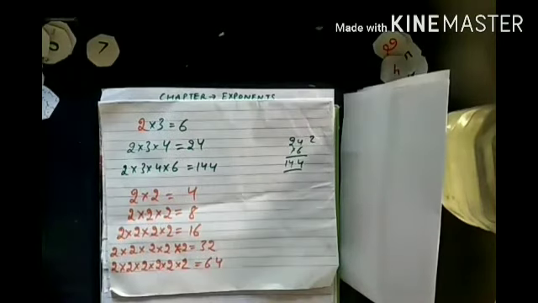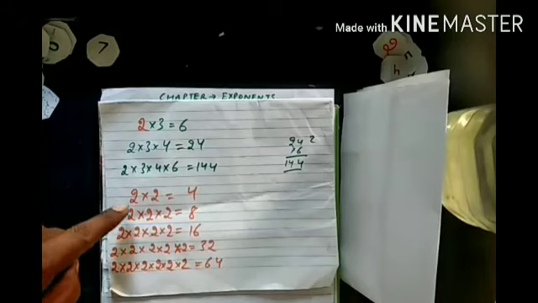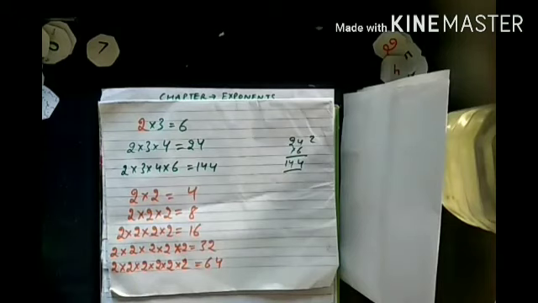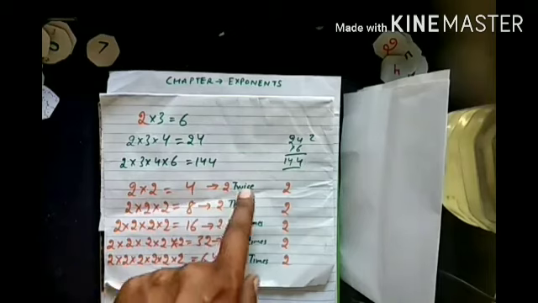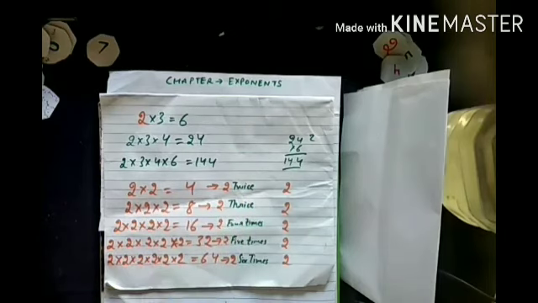Now you have seen that in this pattern we are going to multiply the same digit again and again. So in this video we have seen that 2 is multiplied twice, here thrice, here 4 times, and 2 is multiplied here 5 times, and in the last one 2 is multiplied 6 times.